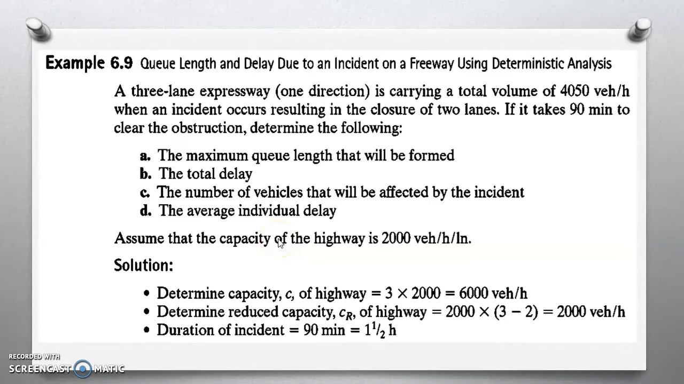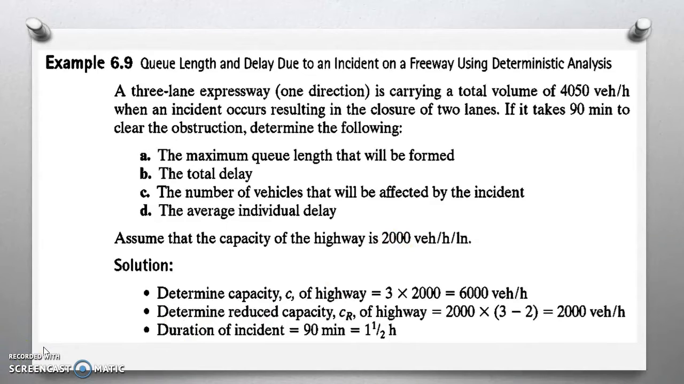Let's use this example for queue length and delay due to an incident on a freeway using deterministic analysis. A 3-lane expressway is carrying a total volume of 4,050 vehicles per hour when an incident occurs resulting in the closure of 2 lanes. If it takes 90 minutes to clear the obstruction, determine the following. A. The maximum queue length that will be formed. B. The total delay. C. The number of vehicles that will be affected by the incident. D. The average individual delay. Assume that the capacity of the highway is 2,000 vehicles per hour per lane.